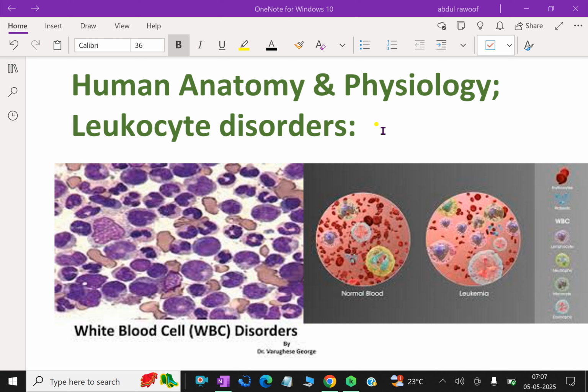Leukocytosis, an increase in the number of circulating leukocytes, occurs as a normal protective reaction in a variety of pathological conditions, especially infections. When the infection subsides, the leukocyte count returns to normal.